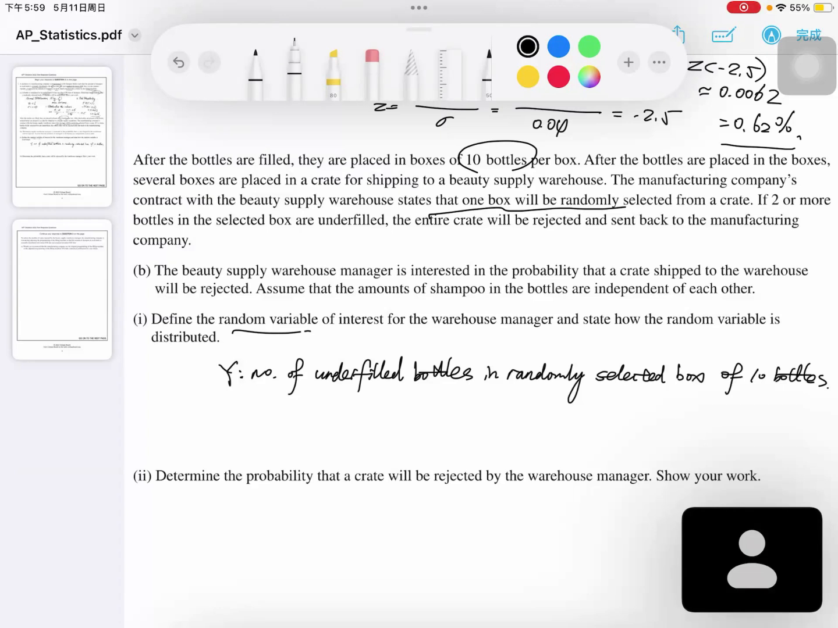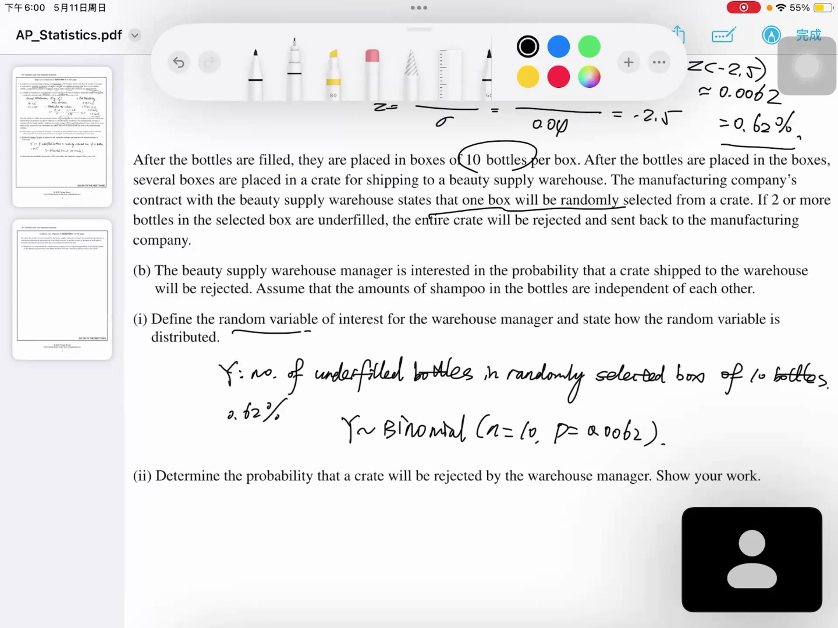As we derived in part A, each bottle has a probability of 0.62% of being underfilled. The bottles are independent as given in the problem. So the number of underfilled bottles in a fixed number of independent trials, which is 10 bottles, with the same probability of success, follows a binomial distribution. Therefore, Y follows the binomial distribution with n equals 10 and p equals 0.0062. That's for question 1.